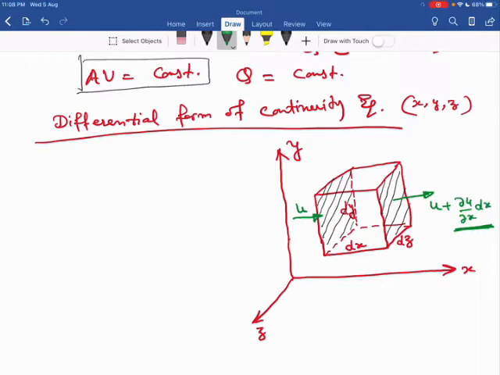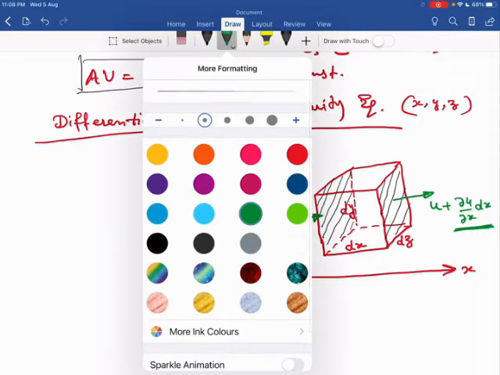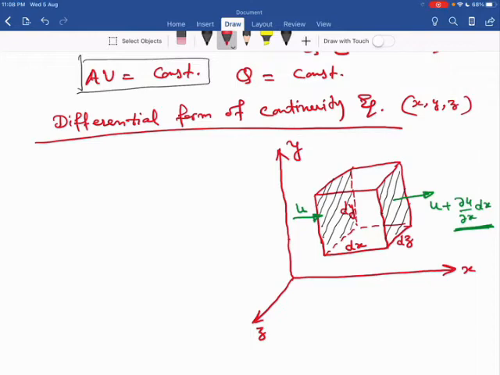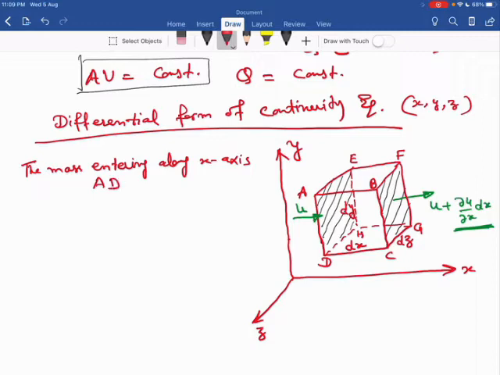Now I try to write the mass entering along x-axis. So if I mark the faces, say this is A, this is B, this is C, this is D, and in back you have E, F, this is G, and this is H. So mass is entering through face AD, HE.